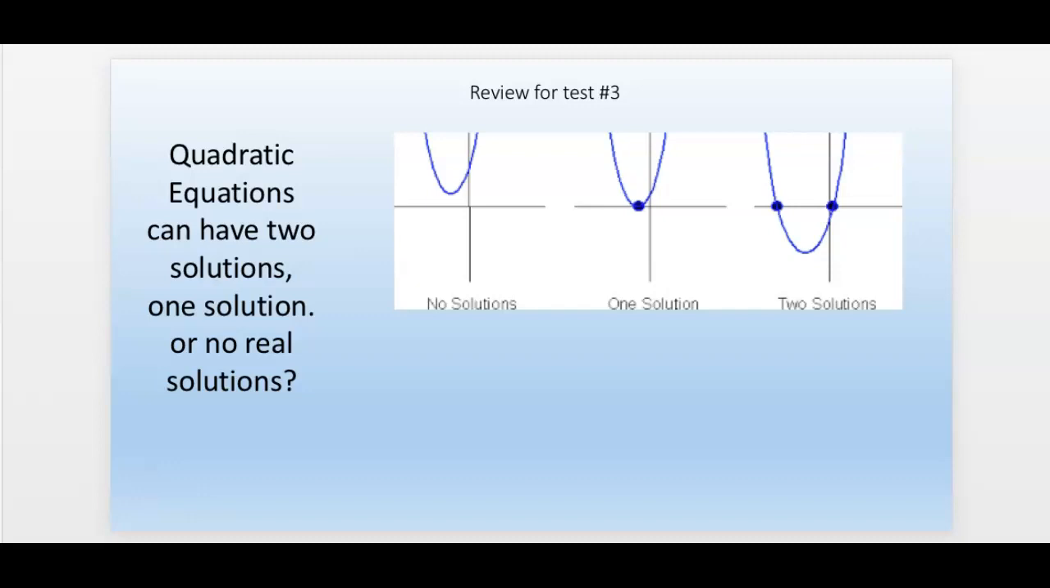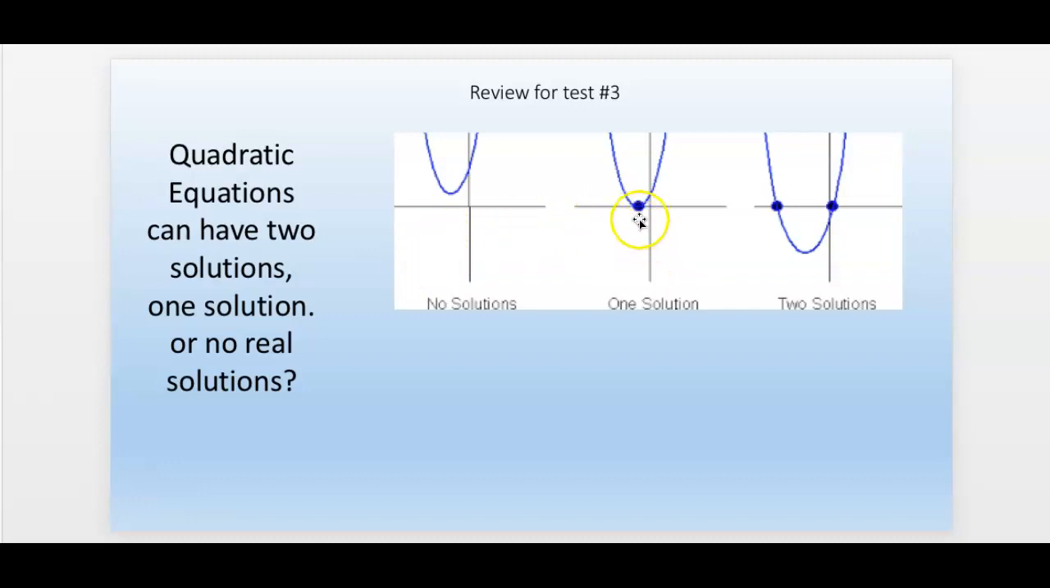Remember, quadratics can have two solutions, one solution, or no real solutions. All right, let's look at this first one, no solution. All right, it never touches the x-axis. The minimum value of this function is above the x-axis, so it has no solutions. Or it could be upside down, where the maximum value could be below the x-axis, so it would have no solutions.